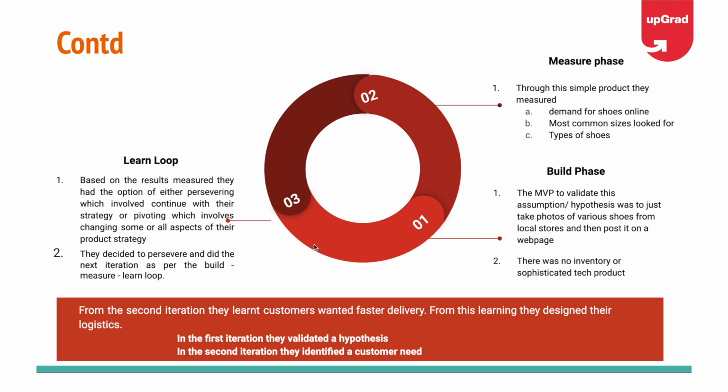So if I have to summarize it, in the first iteration, they validated a hypothesis, which is that customers will buy shoes online. In the second iteration, they were able to identify a customer need altogether. Essentially, they realized that they cannot just persevere with the current model of slow delivery, even if it was based on online purchase. It was a new need that they were able to identify based on the learning from the second iteration, which allowed them to improve their logistics. If you get time, do read about Zappos' founding and its history. It's a very interesting story to read about.